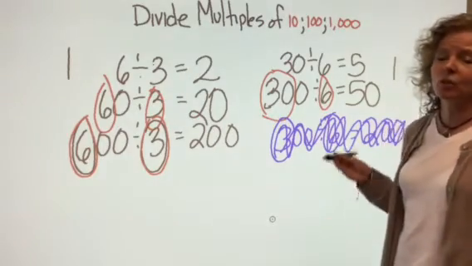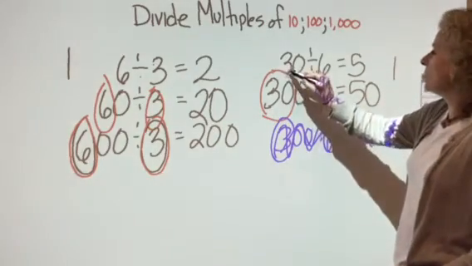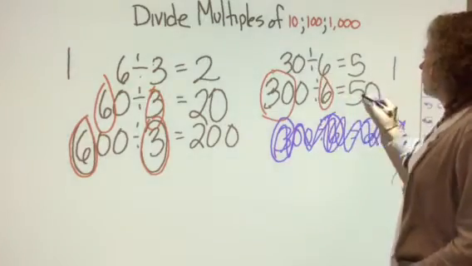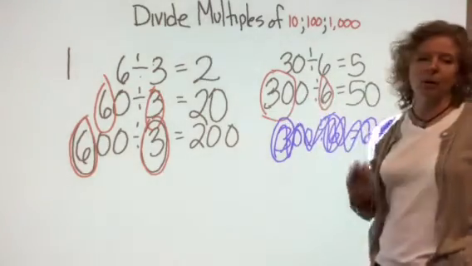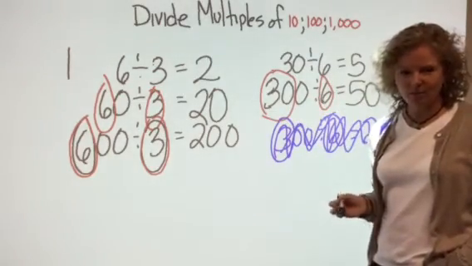Please be sure to make sure it is a basic fact that you can do this way. 30 divided by 6 is 5. 5 times 6 is 30. There we go. Now I know it's a basic fact. Make sense?